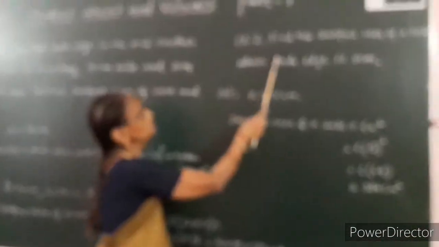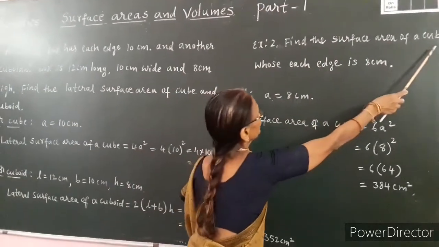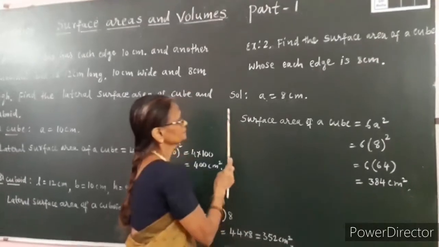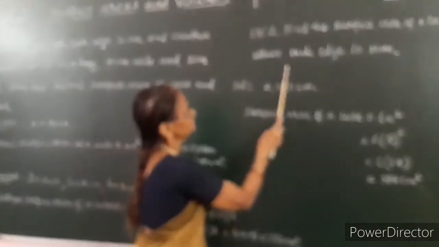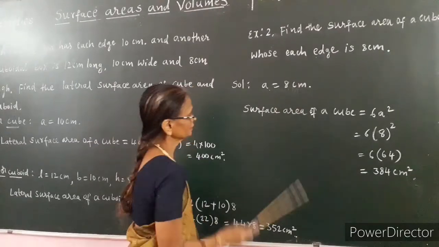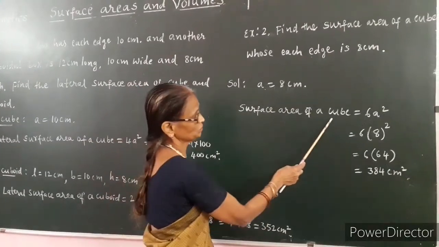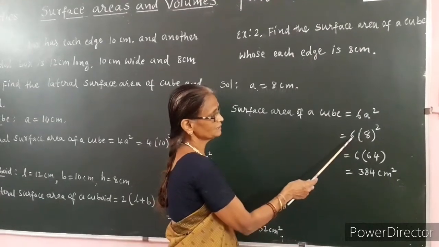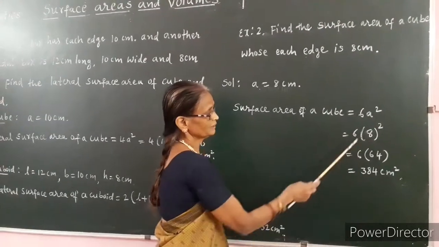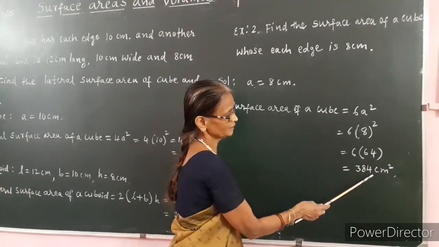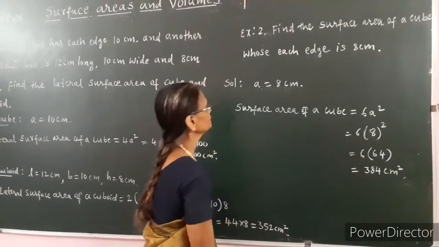Example 2. Find the surface area of a cube whose each edge is 8 centimeter. Solution: A is given, the edge of the cube is given, that is A equal to 8 centimeter. We know that the surface area of a cube is 6A square. Substitute the value of A, it gives 6 into 8 whole square. 8 into 8 is 64. 6 into 64 is 384 centimeter square.